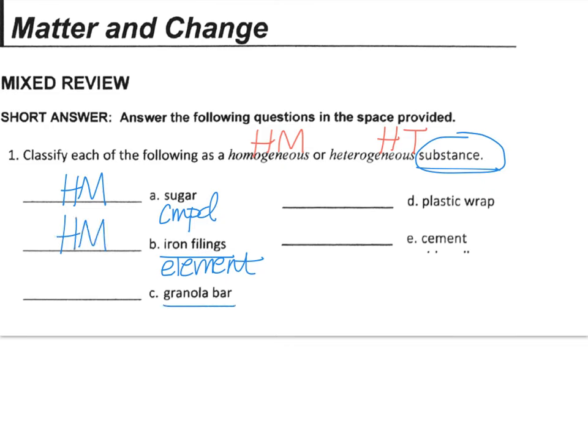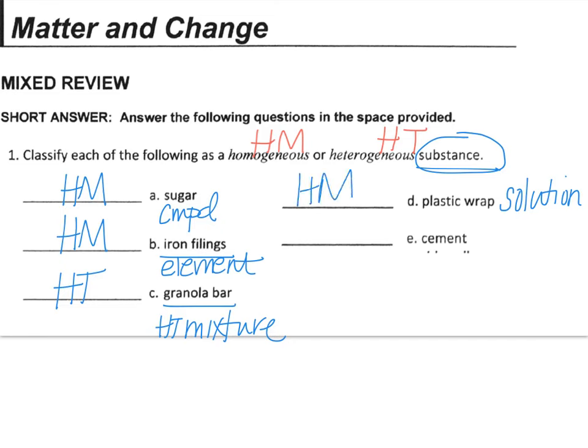A granola bar, obviously, if it's got chocolate chips or raisins or whatever, it's going to look different all throughout. So that's going to be a heterogeneous substance, but this would be a heterogeneous mixture. Okay. And then the plastic wrap, that means like Saran wrap. If you look at that, it looks the same throughout. We would actually call that a solution because it does look the same throughout. And so that would be a homogeneous substance.